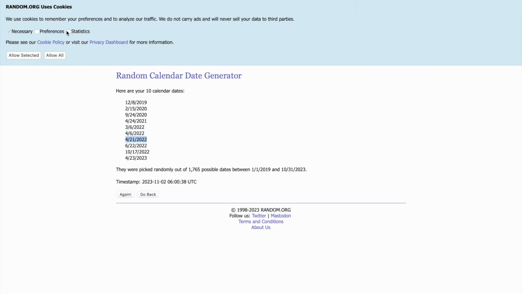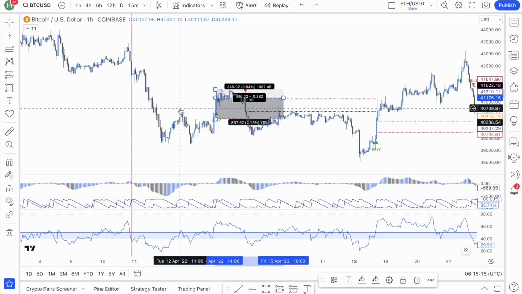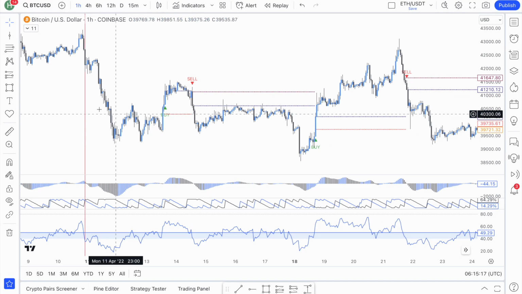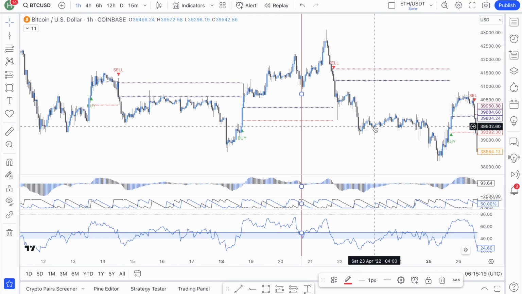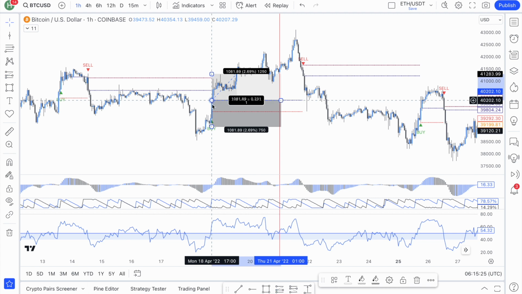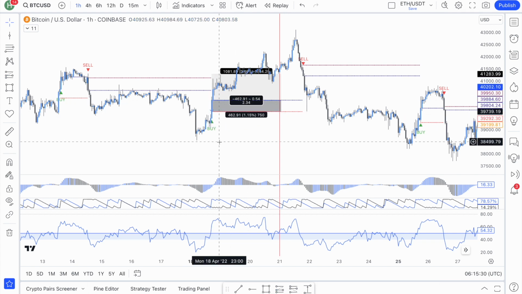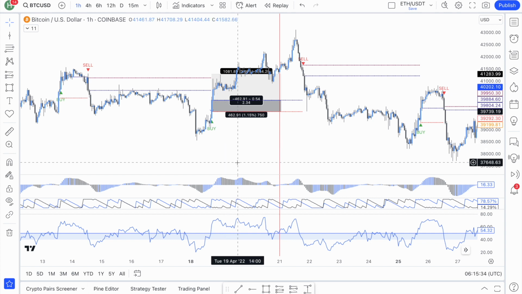All right, so next one is April 21st, 2022. All right, so that's going to be right here, April 21st. All right, so left side. All right, so no divergence. No divergence.